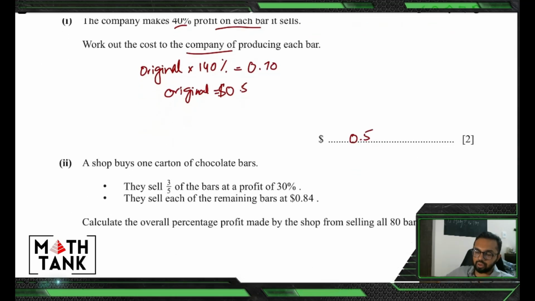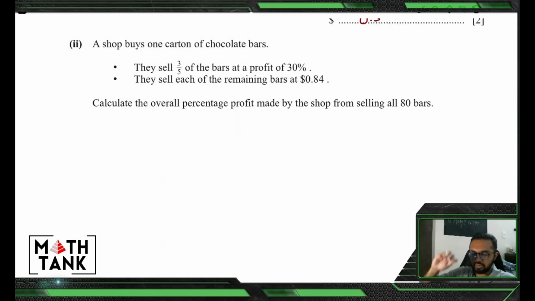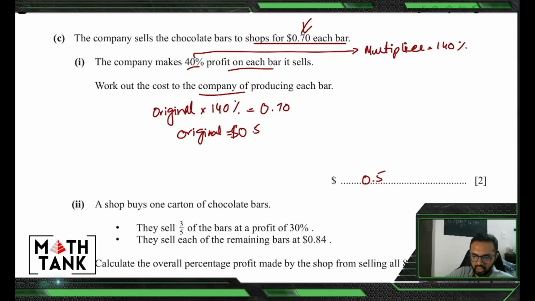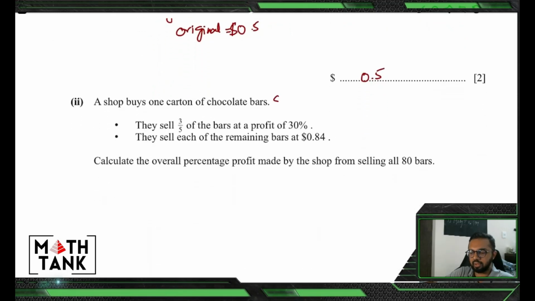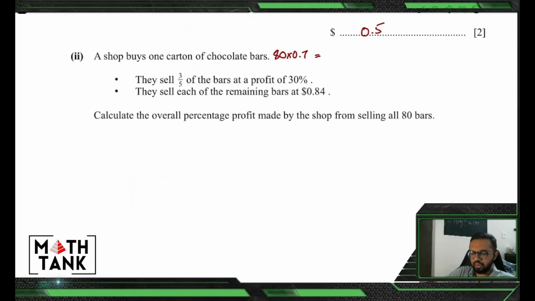Okay, then it says the shop buys one carton of chocolate bars. They sell 3/5 of the bars at a profit of 30%. Remember that one carton had 80 bars. Okay, then part 2 says a shop buys one carton of chocolate bars. So the shop basically got the bars at 0.70 each. So 80 bars into 0.70. Okay, that should have been the cost of the carton. What does that give me?